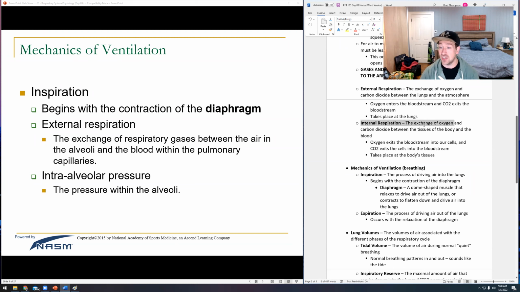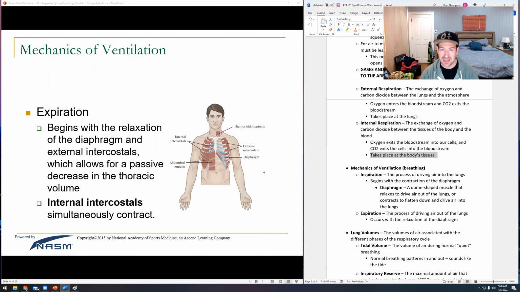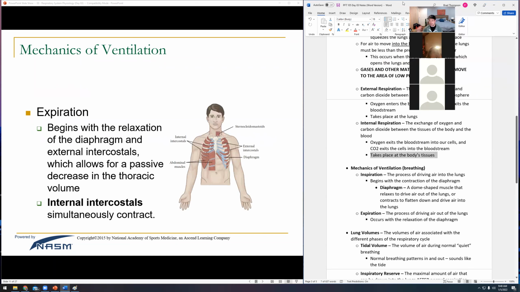Internal gas exchange is the exchange of oxygen and carbon dioxide between the tissues of the body and the blood. Oxygen exits the bloodstream and enters the cells, the tissues, and CO2 exits the cells and tissues into the red blood cell. This takes place at a tissue level. And that is how you are constantly getting oxygen from the atmosphere and getting it delivered to your brain, as I shove it full of anatomy information. That's how you get it to the neurons that are processing everything we're talking about today.